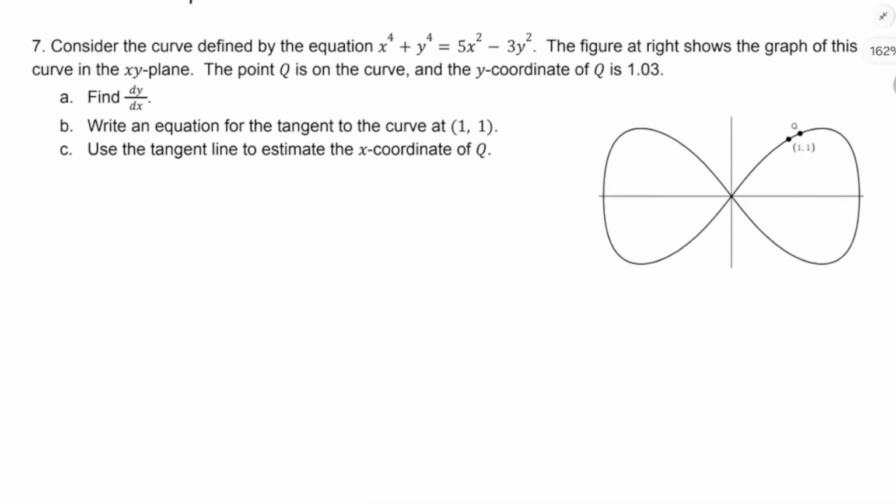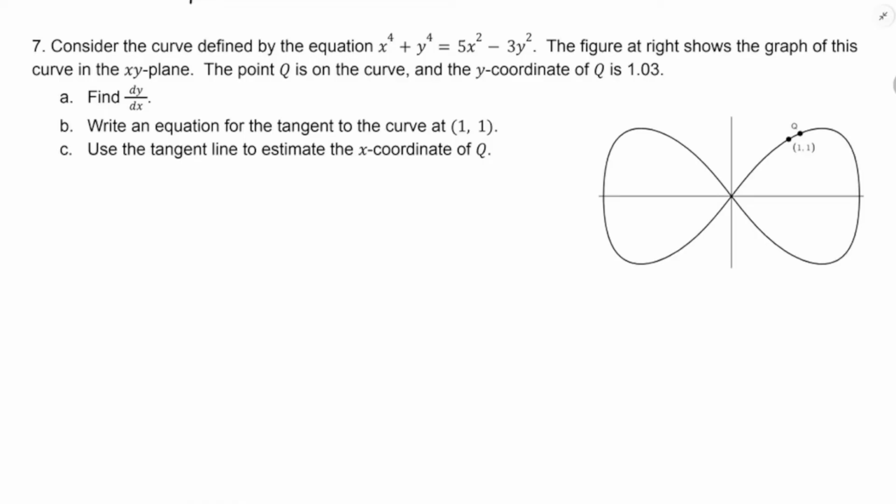So next we've got this implicit curve. Point Q is on the curve, and the y-coordinate of point Q is 1.03. Okay, yeah, so Q is the point on the right, and the point on the left is 1 and 1. Which 1 plus 1 is 2, 5 minus 3 is 2. Yeah, that does make sense.